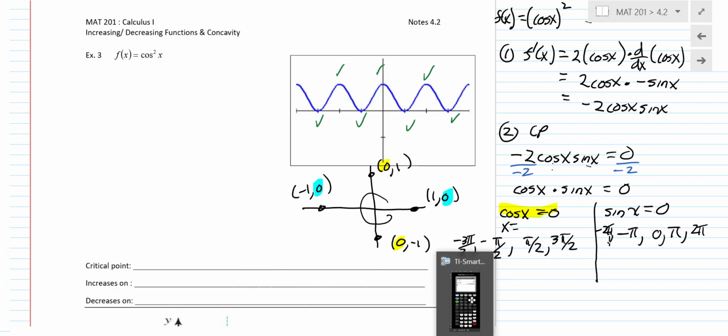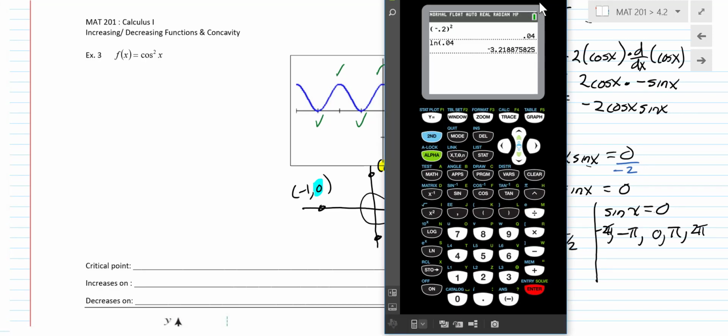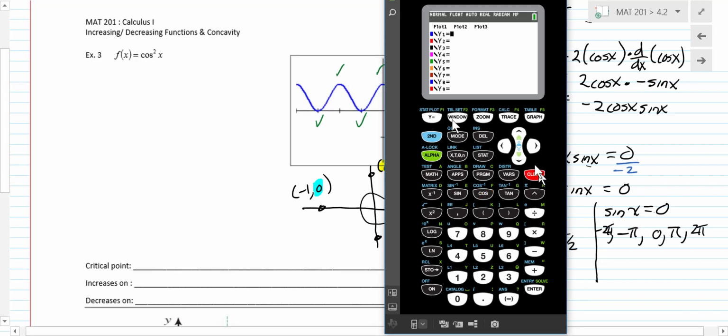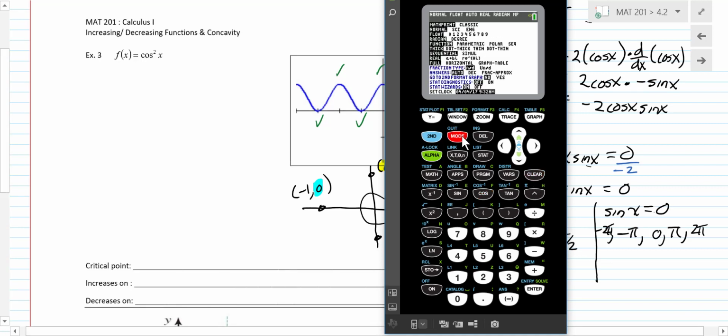Now, if you brought your graphing calculator, let's do something with the calculator on this before we finish, because I want to show you a couple of things. We want to graph the cosine squared of x. A couple of things you want to do: you want to make sure you're in radian mode.